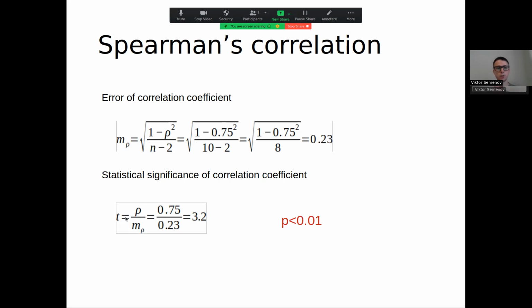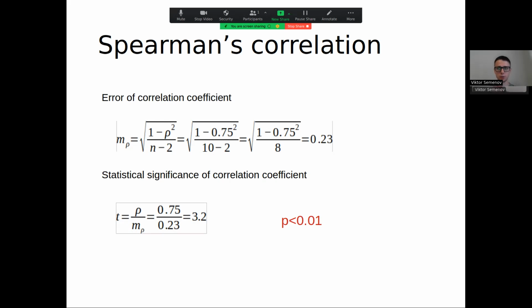Afterwards, we need to calculate the value of t for this correlation coefficient. Again, we need to know the correlation coefficient and the value of error. Usually, if the correlation coefficient exceeds its error by 2 times or more, the results are supposed to be statistically significant. In this case, it exceeds its error 3.2 times. So we can say that statistical significance of this correlation coefficient is very high, and it is very unlikely that the result happened by chance.